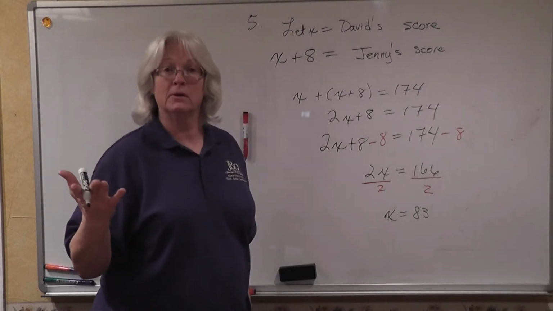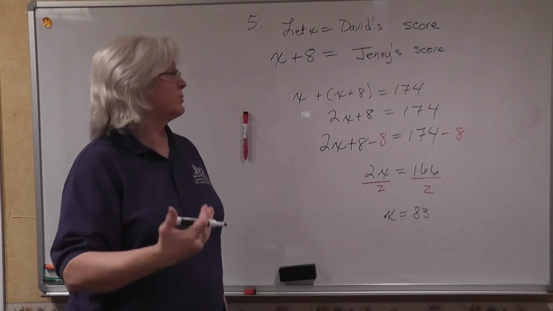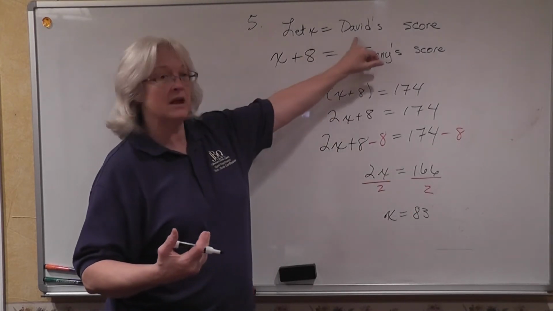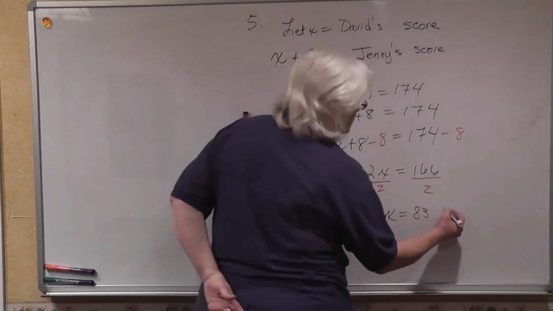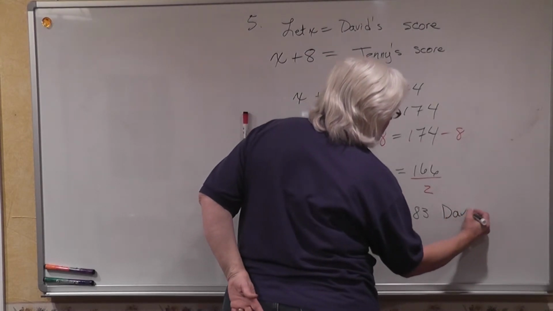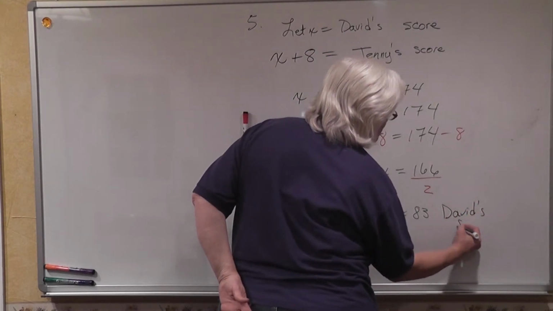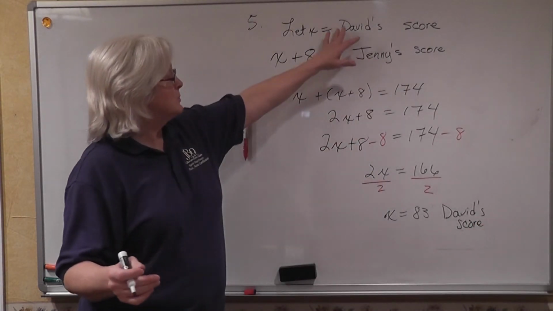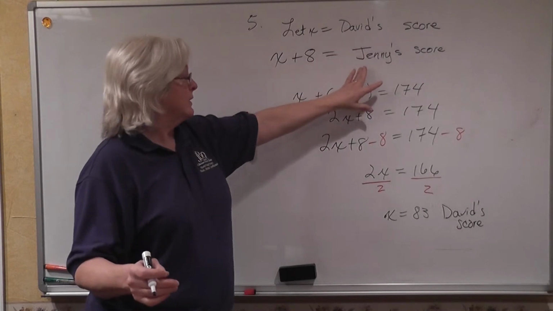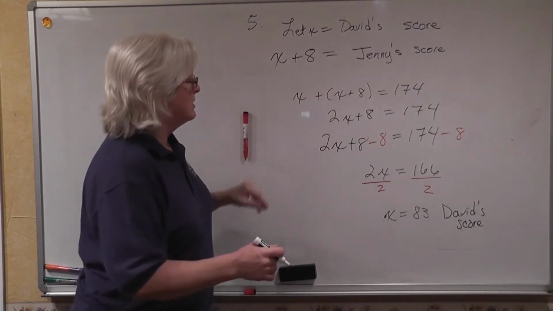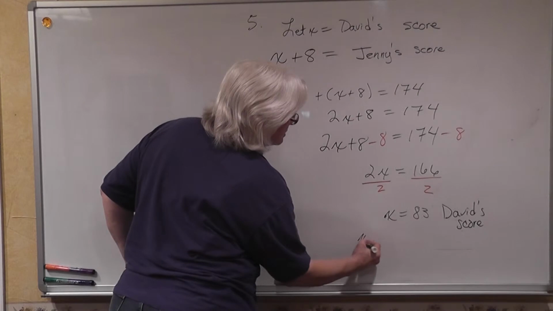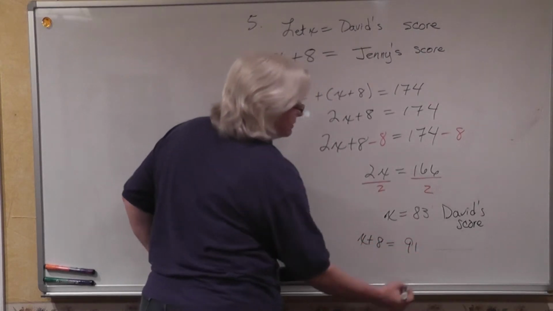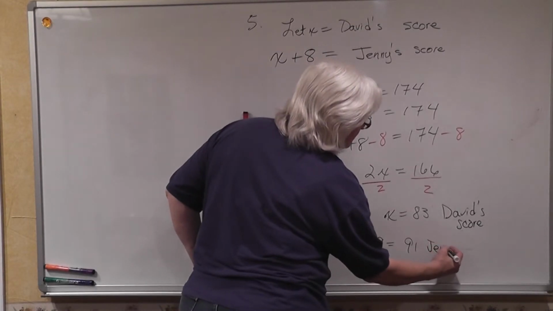Is that my answer? No, when you're doing word problems, you have to label what you get. What is x? x is David's score. So 83 is David's score. Am I finished with my problem at this point? No, because we not only have to find David's score, we have to find Jenny's score. So x plus 8 is going to be 83 plus 8 is 91, which is Jenny's score.